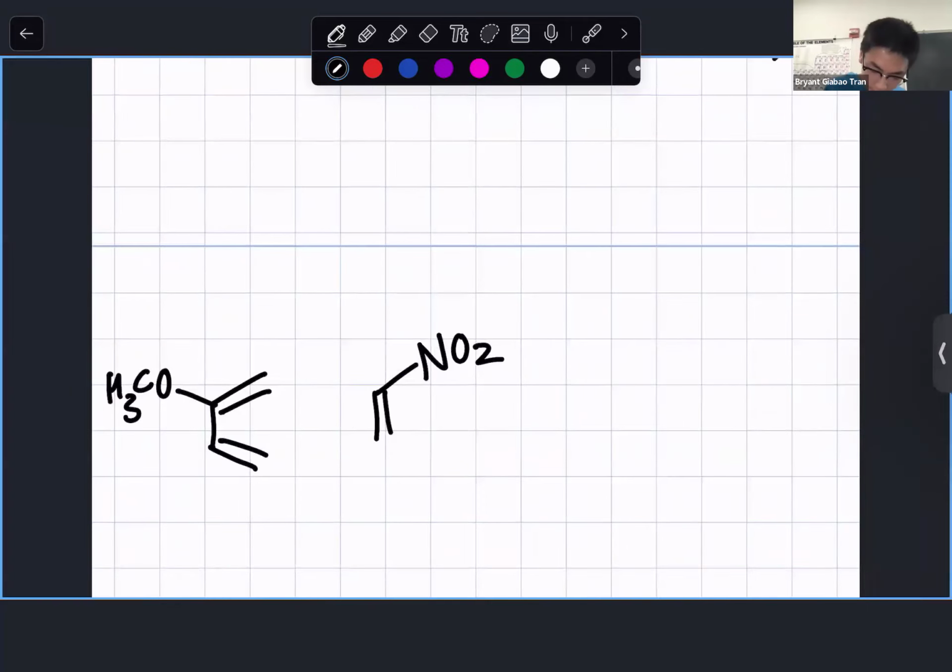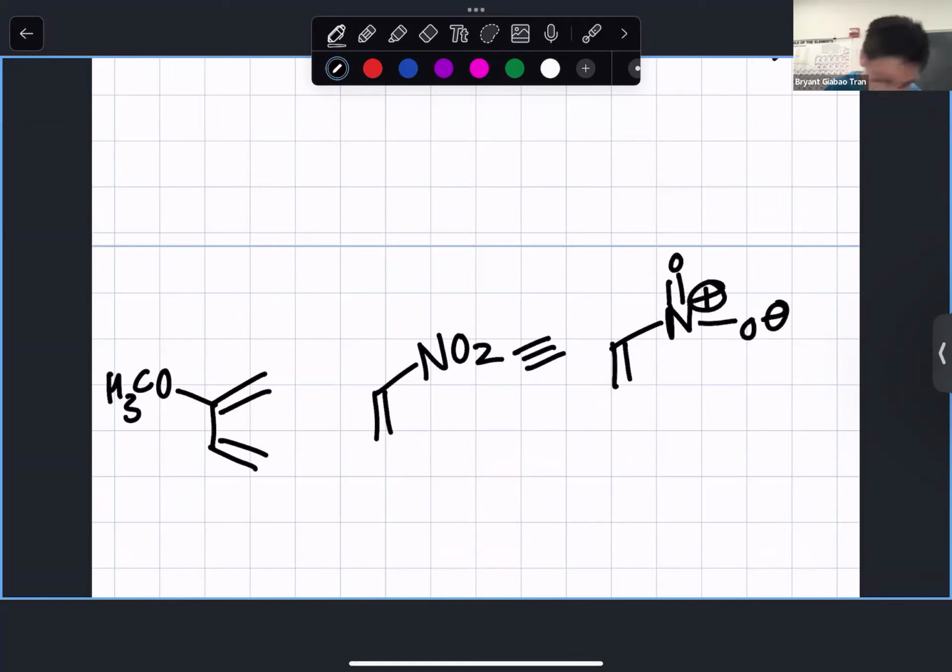NO2 is an EWG because it looks like this right here, where the first atom directly attached to this dienophile system is that nitrogen with a full positive charge. Even though there's a negative charge in the NO2, the first atom attached to the system has a full positive charge, making it an EWG, making it want to withdraw electrons.